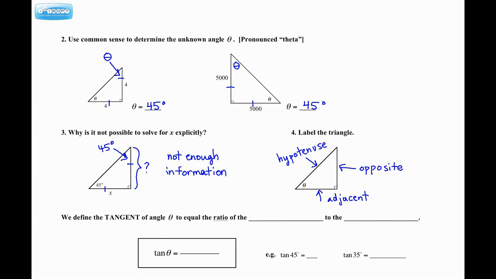All right. Well, this video is called the tangent ratio, so let's define what the tangent ratio is. Well, it is a ratio. We define the tangent of angle theta to equal the ratio, so that implies division, of the opposite to the adjacent. So the hypotenuse is not mentioned.